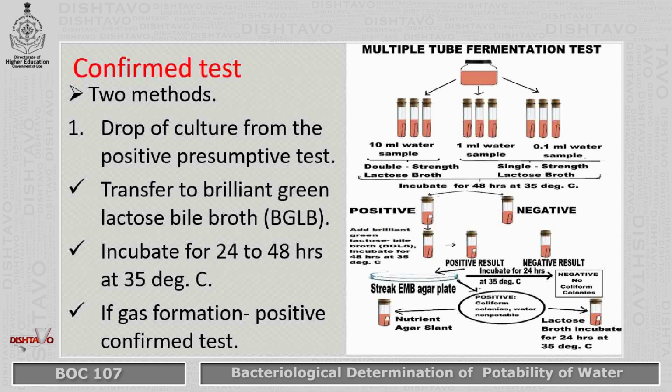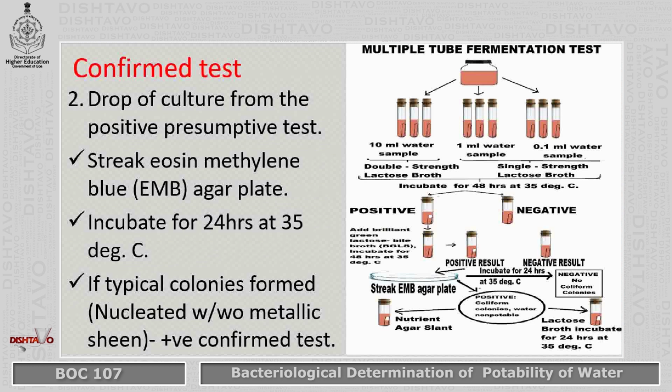Next is the confirmed test. For carrying out a confirmed test, there are two methods which are used. In the first method, a drop of culture from the positive presumptive test is transferred to a brilliant green lactose bile broth, and this is incubated for 24 to 48 hours at 35 degrees C. If there is gas formation, then the confirmed test is positive, and if there is no gas formation, then the confirmed test is negative.